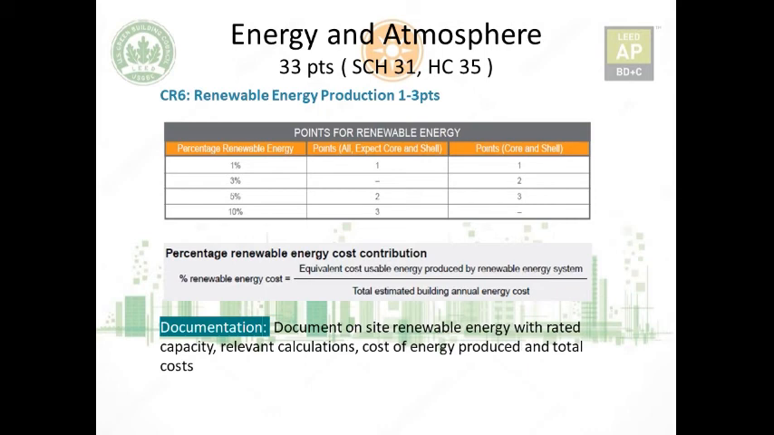But in order to justify these percentages and this formula, you can submit documentation that shows the on-site renewable energy production with rated capacity and this calculation, and the cost of energy produced compared to the total cost, which you can get from the whole building energy simulation.